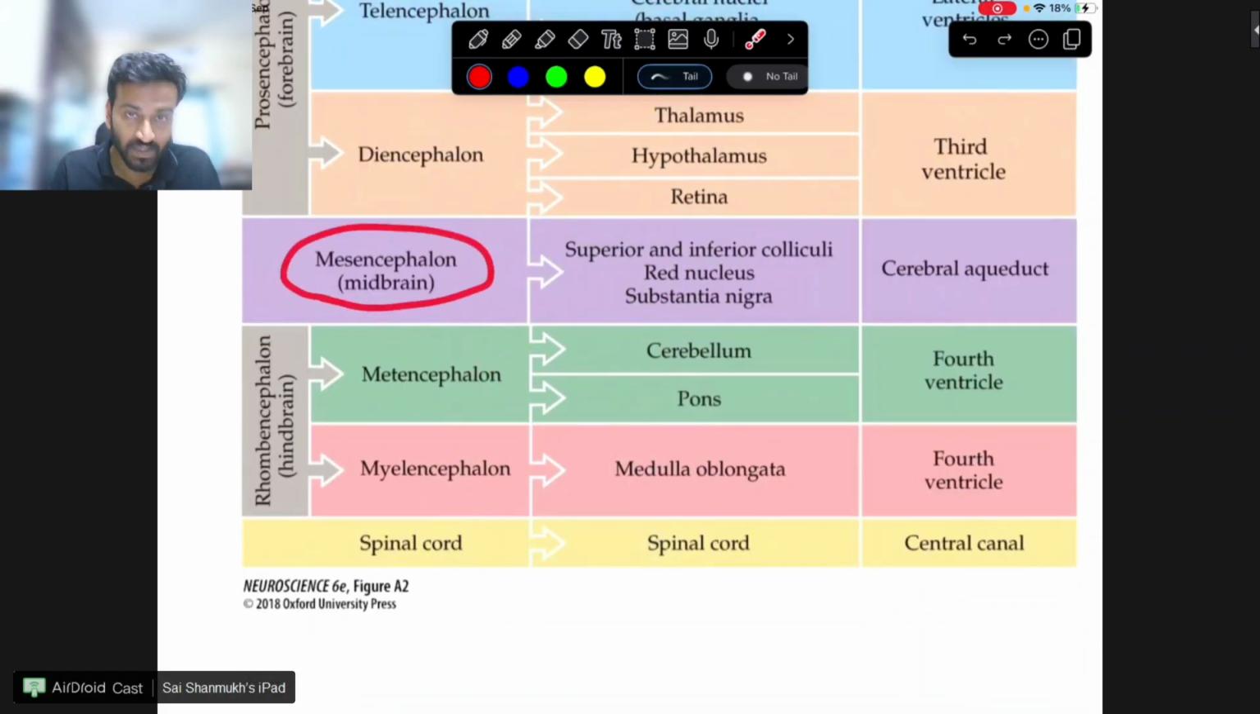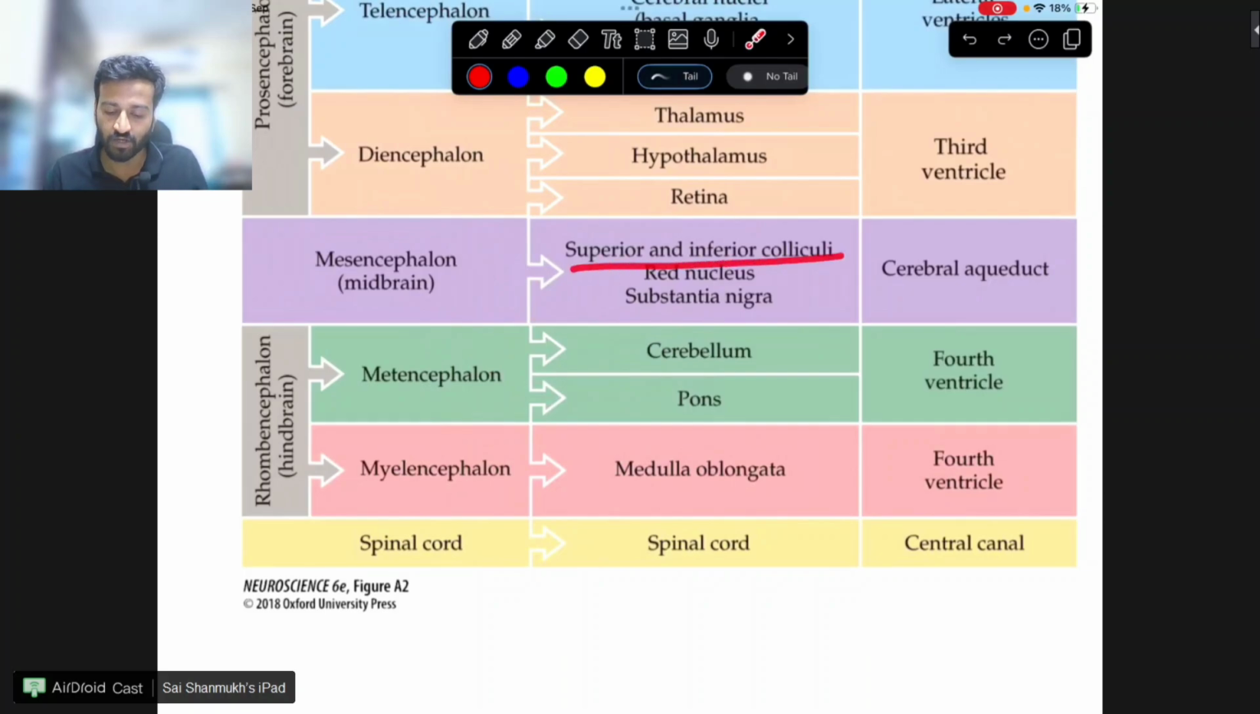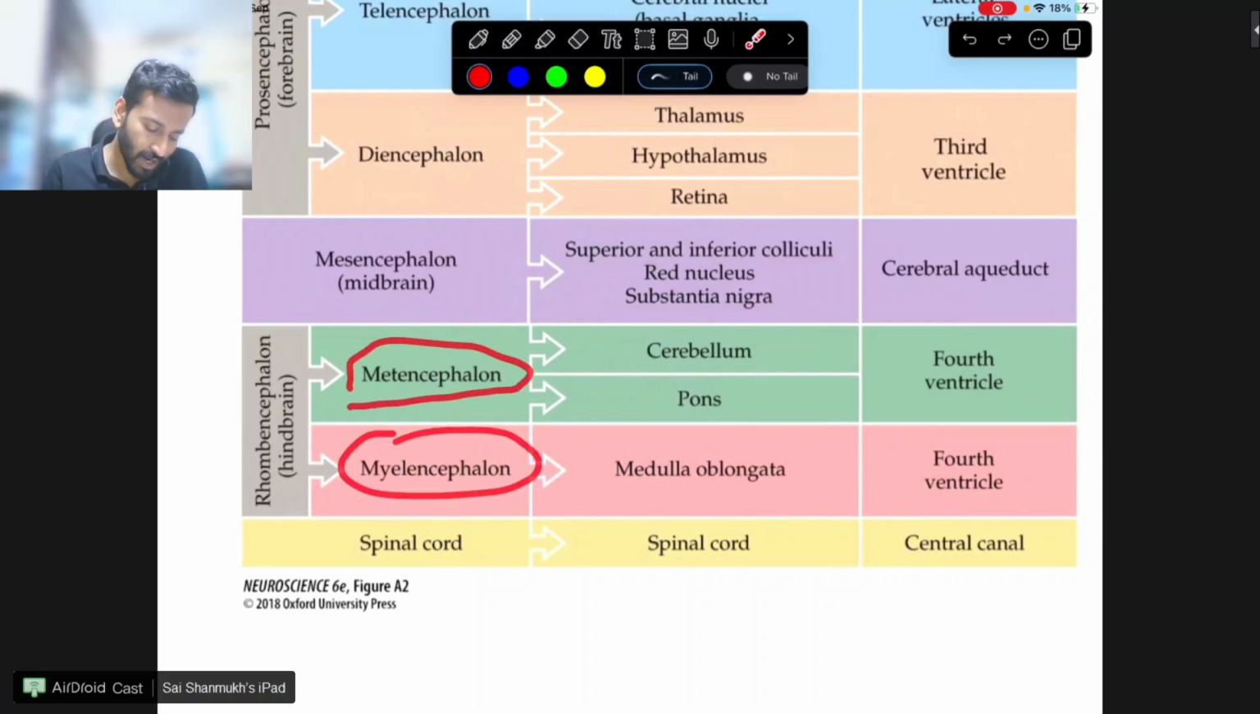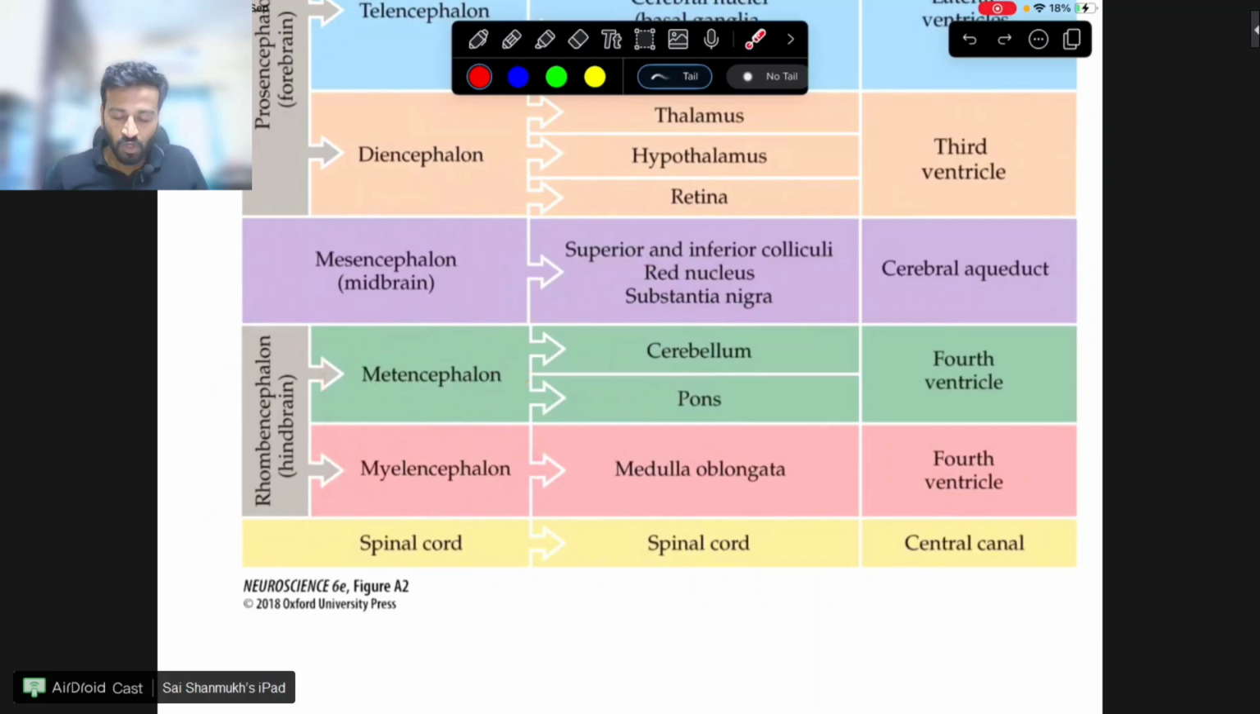Okay, and the mesencephalon, that is the midbrain, has the superior and inferior colliculi, red nucleus and substantia nigra. This develops from the mesencephalon, and the cerebral aqueduct is the cavity associated. Metencephalon and myelencephalon are a part of the rhombencephalon. The metencephalon gives the cerebellum and the pons. Okay, with a metencephalon defect, the vermis cannot be formed. You have seen. Okay, and the fourth ventricle is the cavity of this metencephalon.